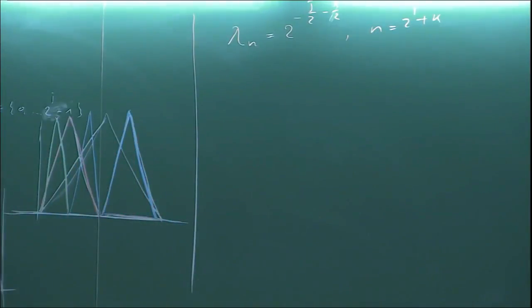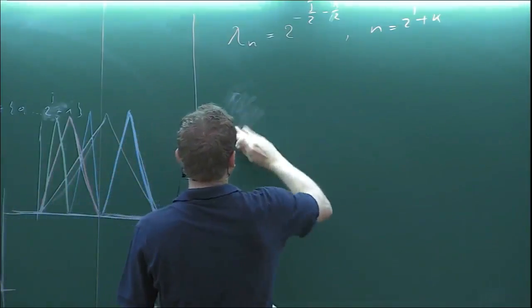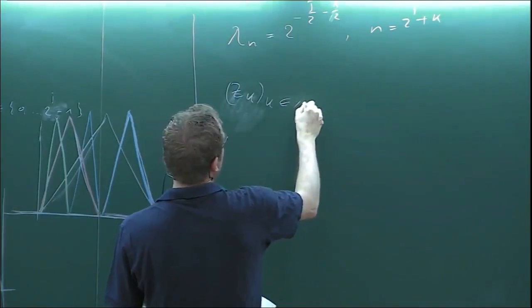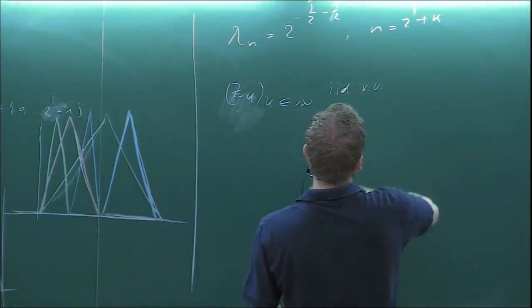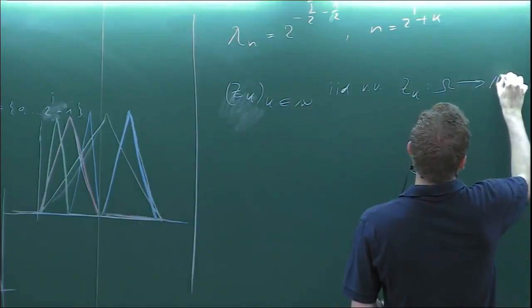So this means we define Brownian motion in the following sense. We need a sequence zeta k. These are i.i.d. random variables zeta k from some probability space to the real numbers.